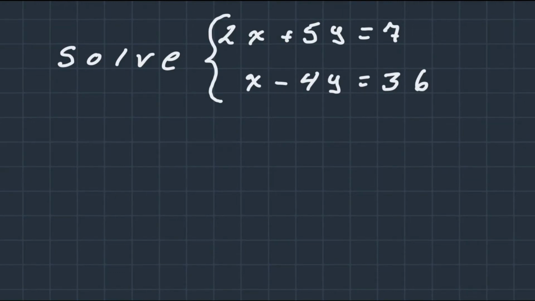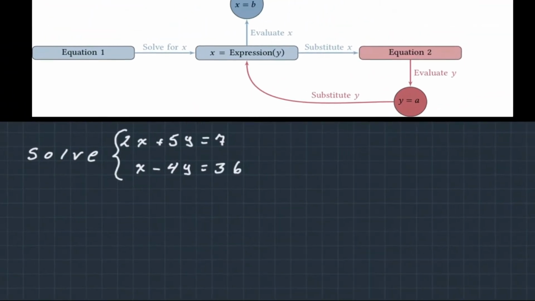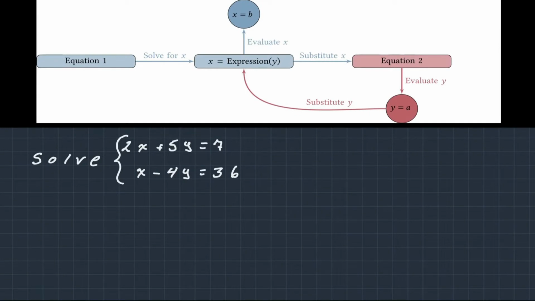Hi there. In this video, we are going to be solving this system of equations, and we're going to make use of this workflow to help us through the process. The first thing that I'm going to do is identify one of these equations as equation 1. I'm actually going to choose the second equation and give it the label EQN1.